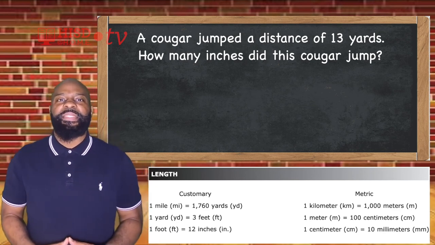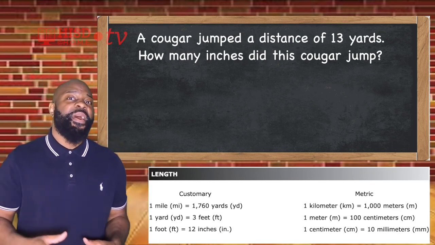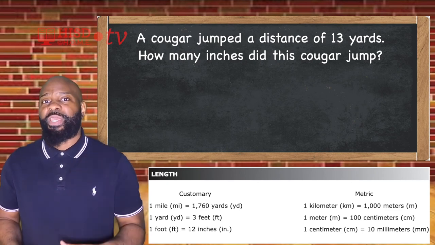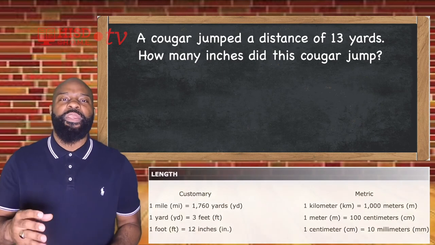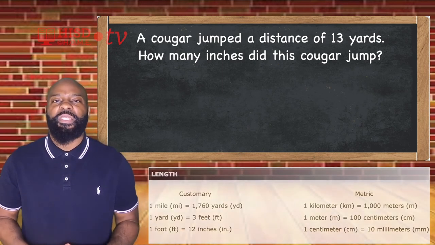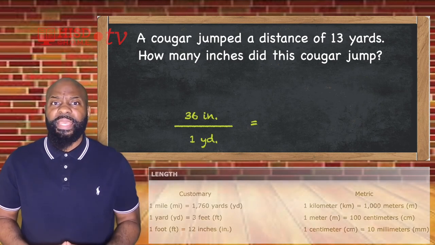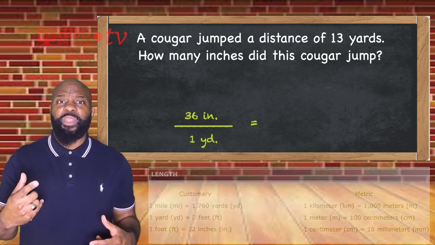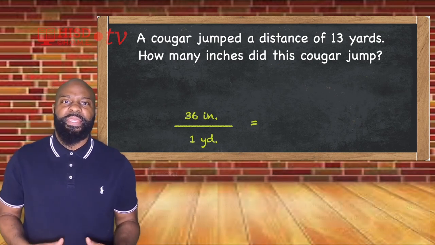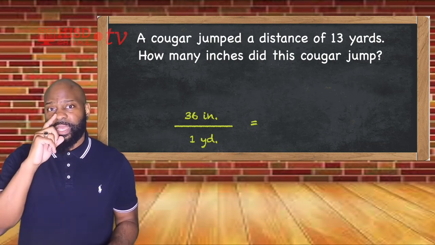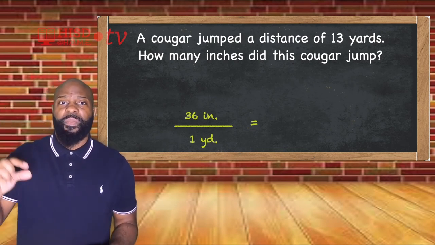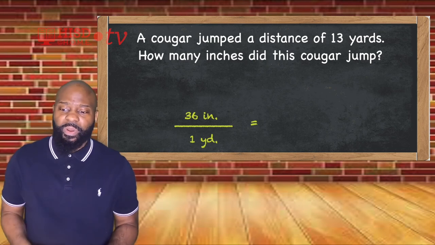All right, so now I take that information from the mathematics chart to build my first ratio. So I have 1 yard is equivalent to 36 inches. And I'm going to put 36 inches in the numerator and 1 yard in the denominator. I'm going to build my proportion again. So draw my equal sign, my fraction bar.